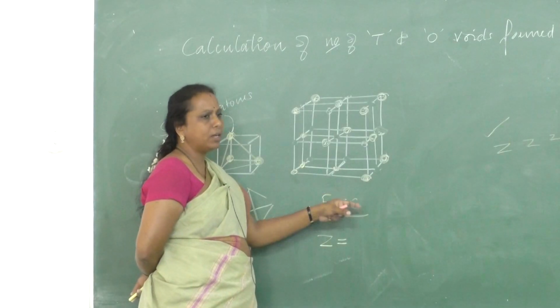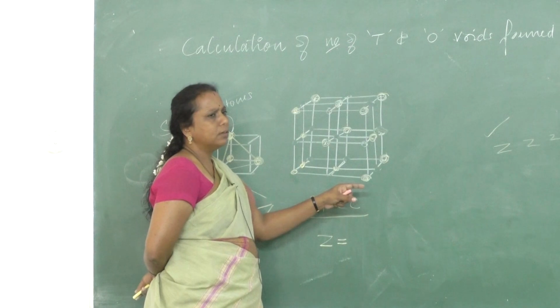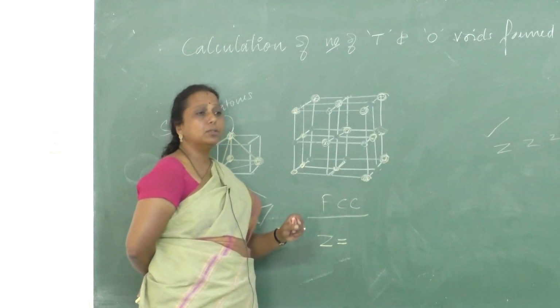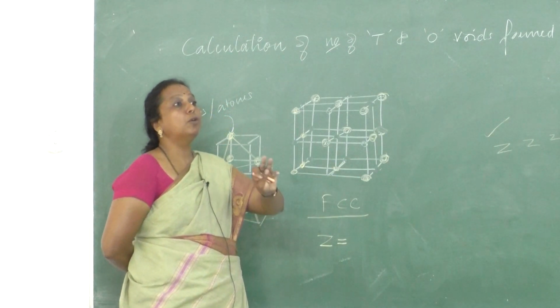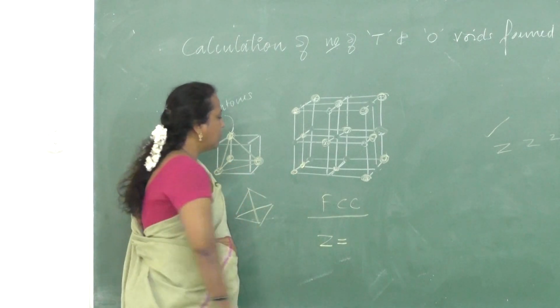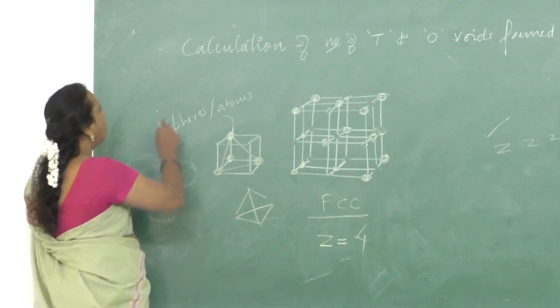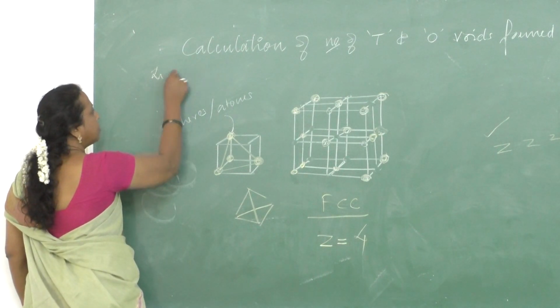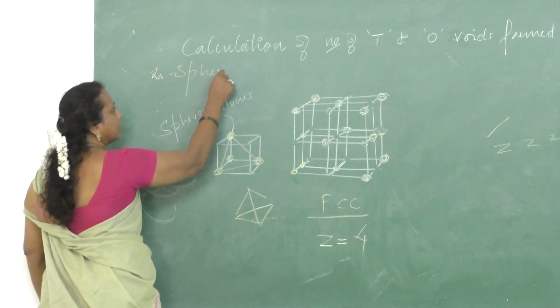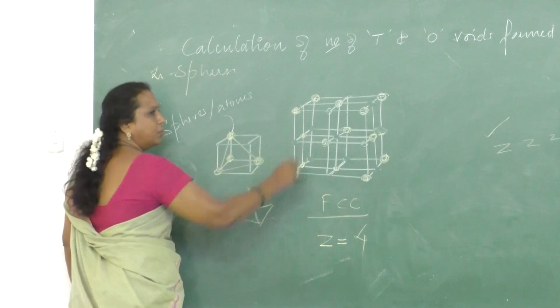6 into half share of face center particle. What is the total? It is 4, right? So the number of particles per unit cell is equal to 4. So how many spheres are there? 4 spheres. 4 spheres are in this unit cell.